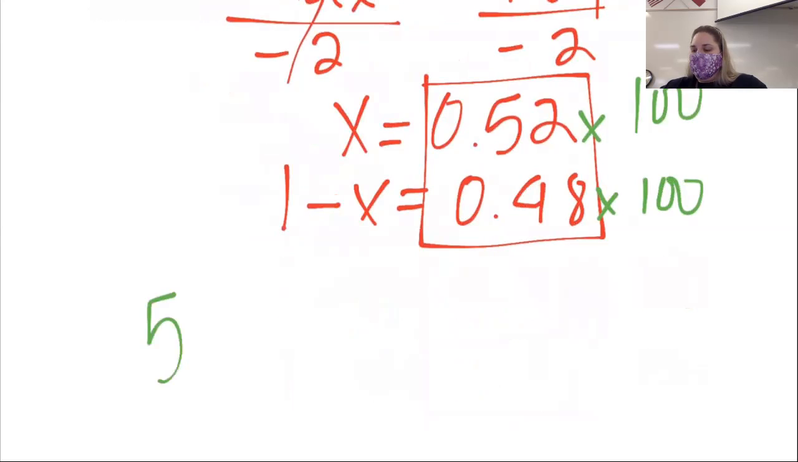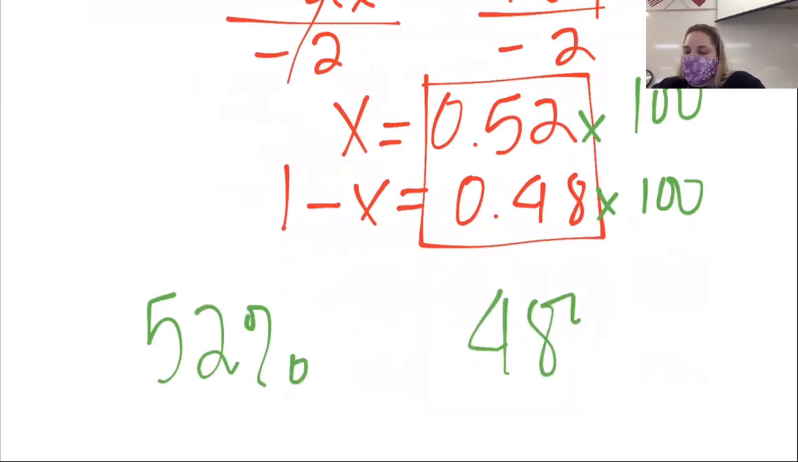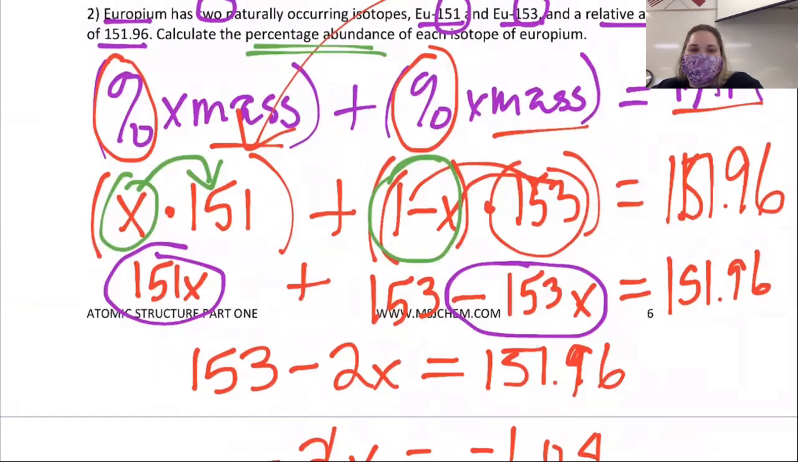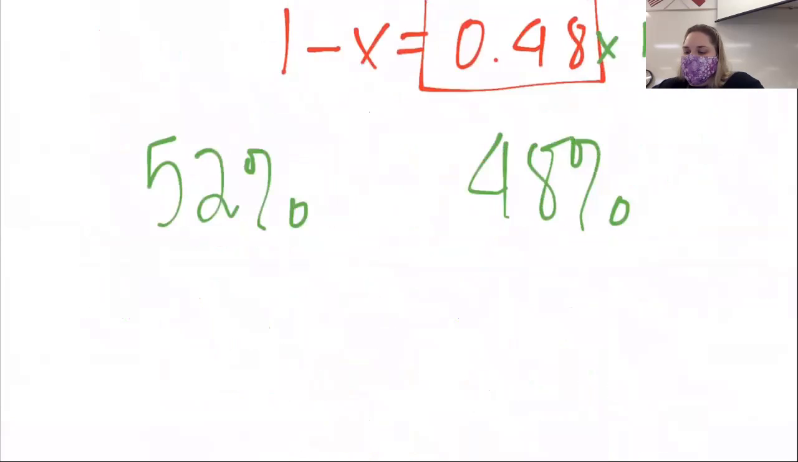And so I end up getting 52% and 48%. Now, how do I know which isotope they go with? You go back up and look at your problem. We assigned x, x is the 52%. We assigned that one to the isotope that has the mass of 151. The other one, the 1 minus x, is with the mass of 153. So what I would say is that this sample is 52% europium 151, and it's 48% europium 153.